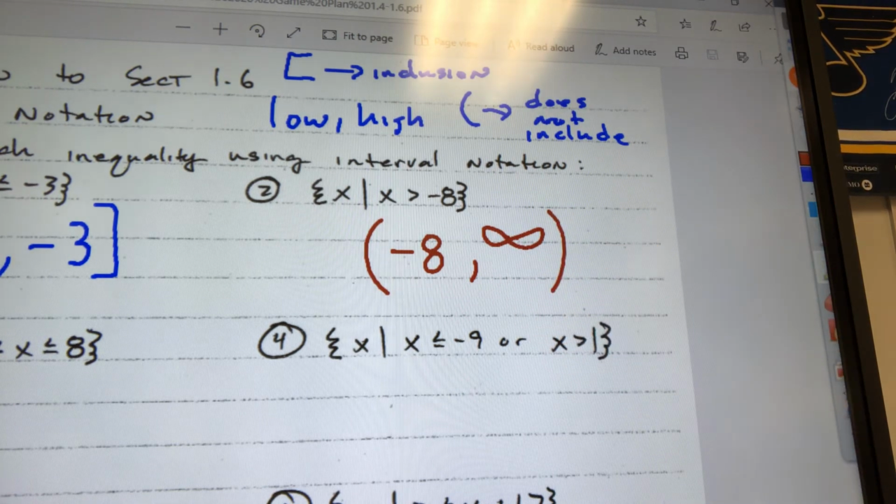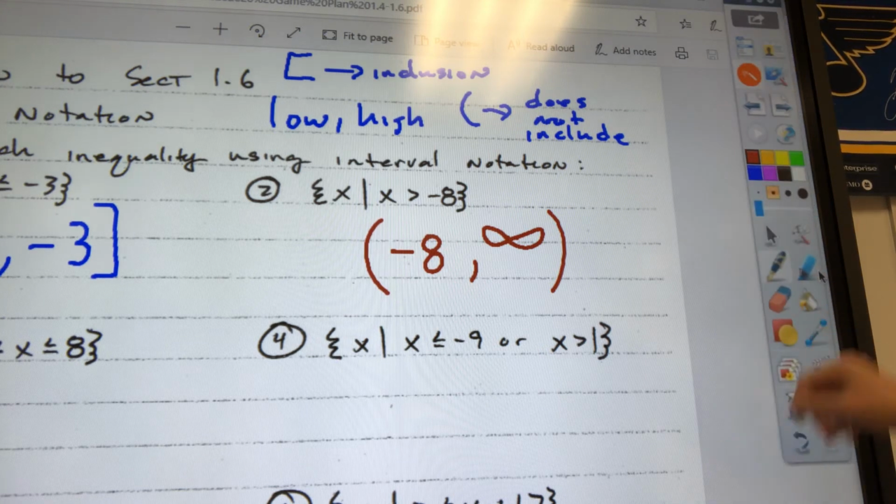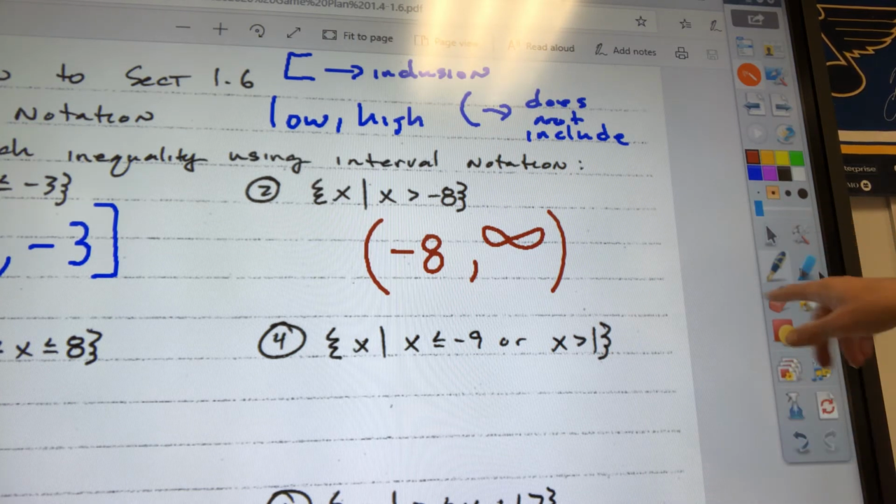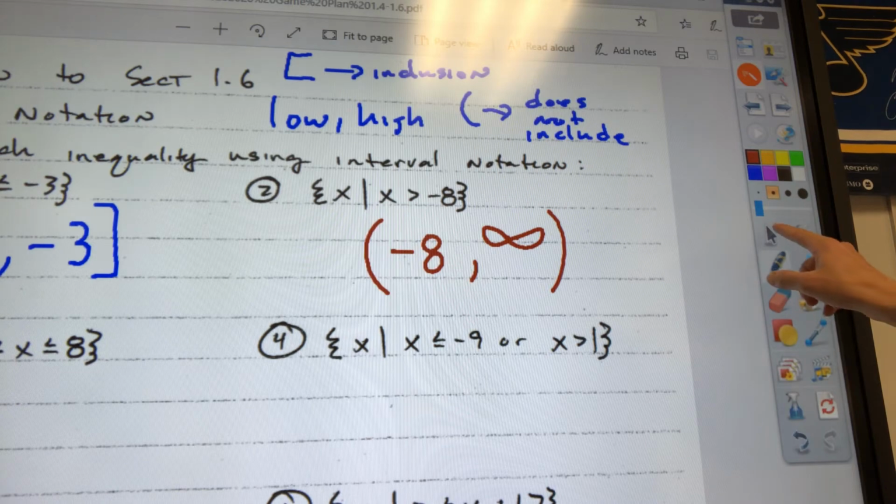Again, I use a parenthesis there because x cannot be infinity, it can only approach infinity. Okay, it can only approach infinity. Now, I'm going to do most of these. I'm going to maybe save a few of these for you in class here.